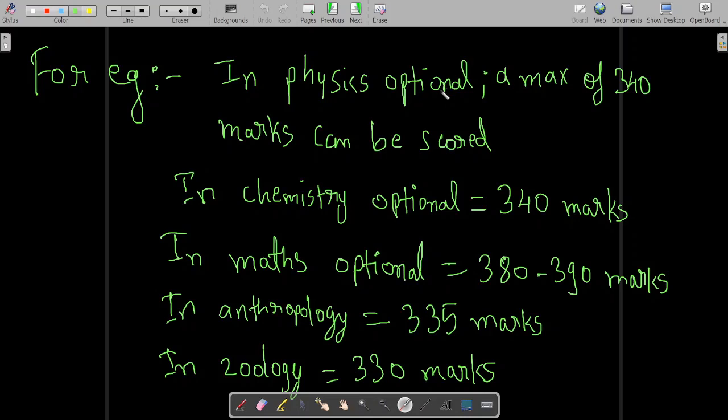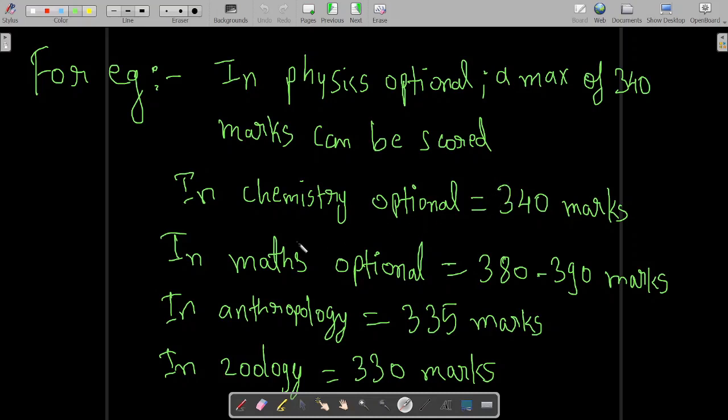So in physics optional a maximum of 340 marks, sometimes I would say 340 to 360, but above 360 no one can score. I am giving you a guarantee that above 360 marks in physics optional is impossible. So a maximum of 340 can be scored. We should take a generalized case. In chemistry optional also it is the same, 340 marks can be scored at maximum.